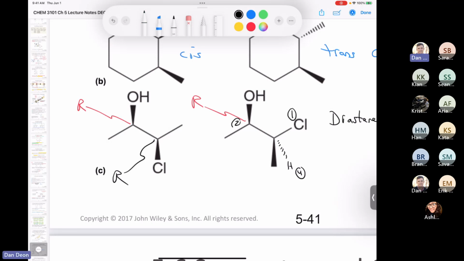This is group number 2. And this is group number 3. So we go like this, and that is going backwards. So it's S. We saw that. This is an S stereocenter. So we have RR and RS. Therefore, they must be diastereomers.